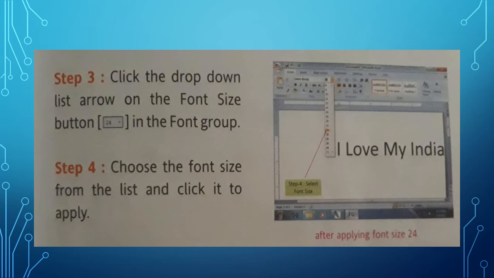After clicking on the home tab, click the drop down list arrow on the font size button in the font group, and then you will find this type of list here on your screen, and you can choose any of the font sizes from the list and click it to apply. When you click, you see your text will look like this when you change the size of your font.